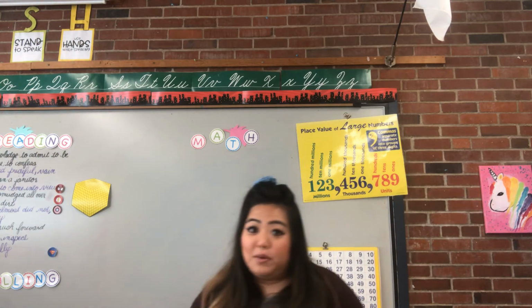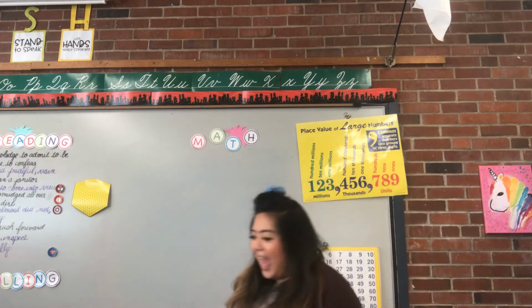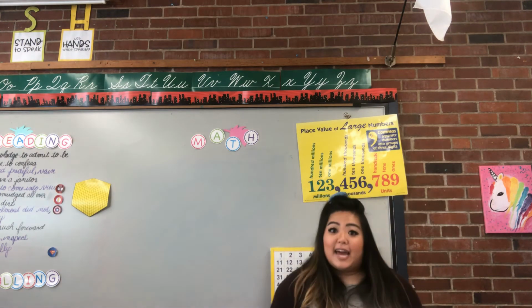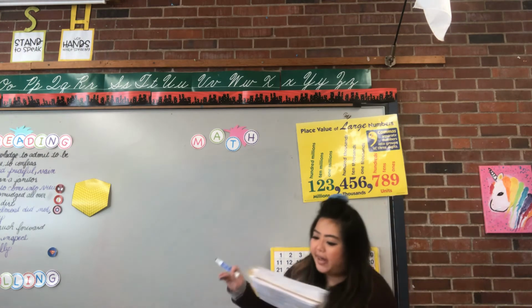Right away, you should see what's our keyword. Average, average. So what do we do for average? We add and divide by the number of addends.